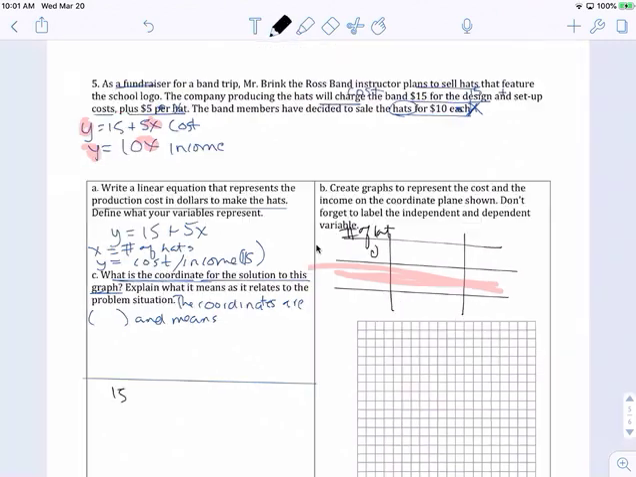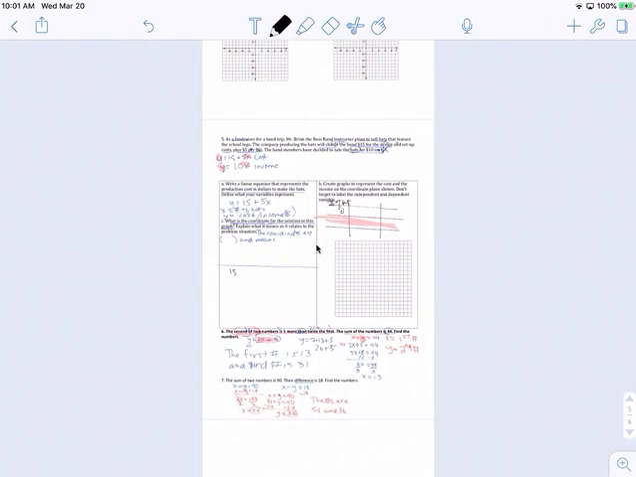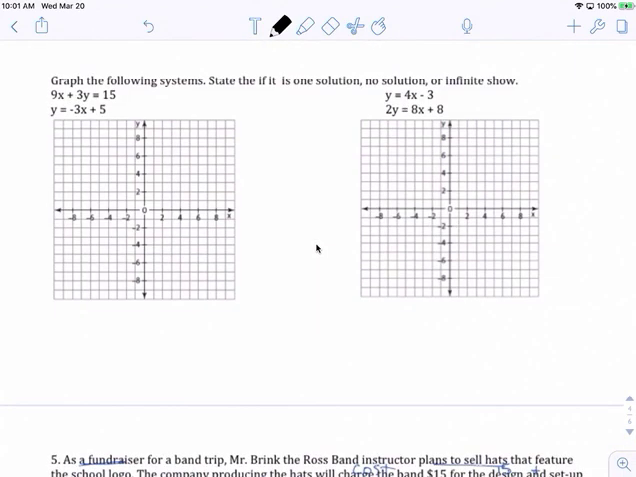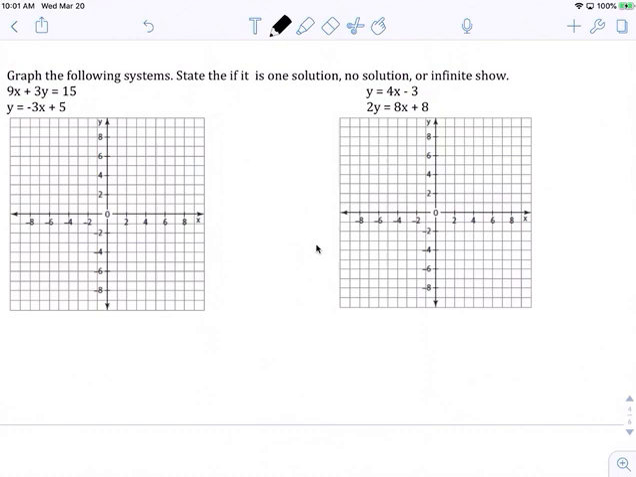Okay, if you don't understand this, please see me at lunch because it will be on your next test. Most of you will know what to do because we've done a lot of it. Okay, you guys can graph this.